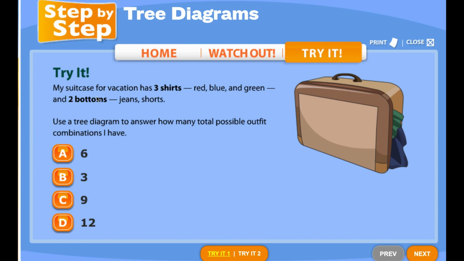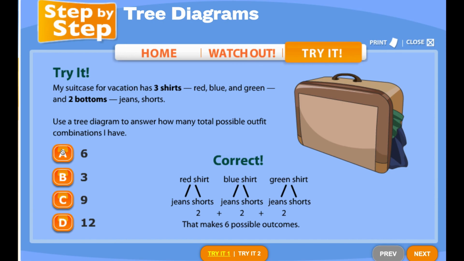And then each bottom could go with that. So there are 2 bottoms. So red could have jeans, blue could have jeans, green could have jeans. So that's 3. Red could have shorts, blue could have shorts, or green could have shorts, and that's 3 more. So 3 plus 3 is 6. There are 6 combinations. Each shirt has 2 possibilities for bottoms, jeans or shorts. 2 plus 2 plus 2 equals 6 possible outcomes.